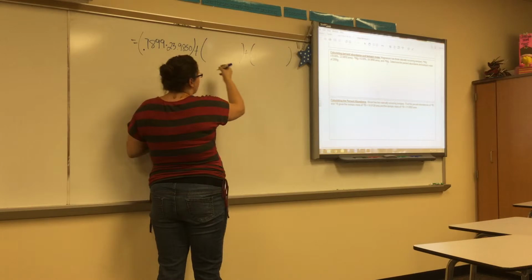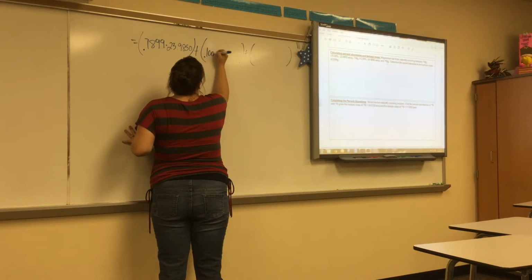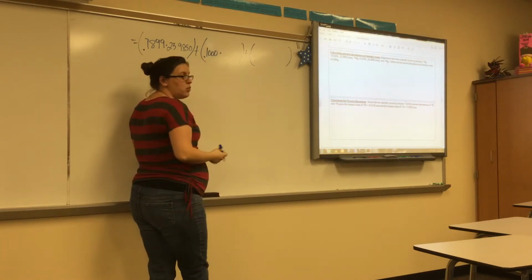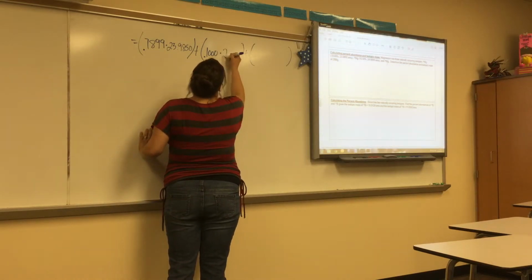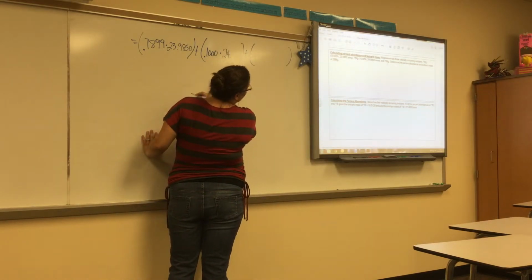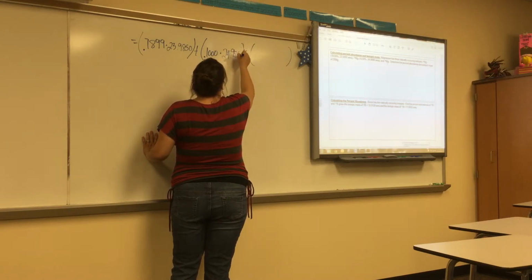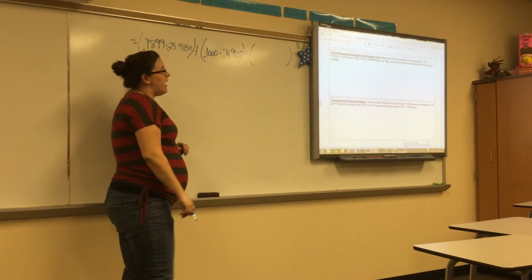The second isotope, magnesium-25, is 10%. So if we move it into decimal form, we're going to put 0.1, or you can add all the zeros in, that's fine, times 24.9858.